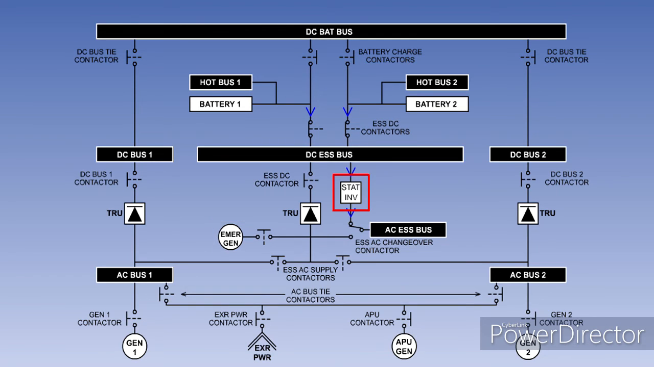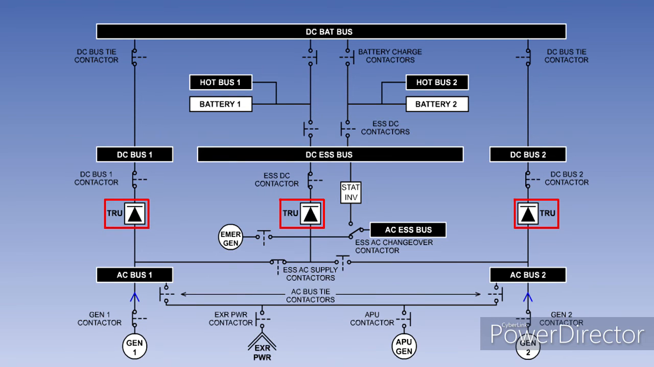Finally, if hydraulic power is not available, the static inverter supplied by the batteries through the DC essential bus bar can be used to power the essential AC bus bar. DC bus bars 1 and 2 and the essential DC bus bar are normally supplied by transformer rectifier units connected to their respective AC bus bars.